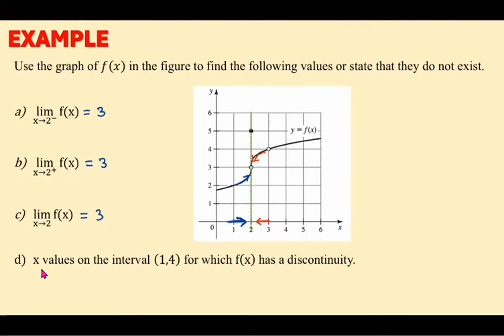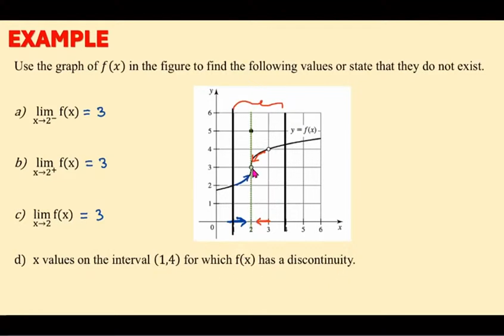Now let's go to D. We have to find the x value on the interval from 1 through 4. So in this one, we are looking for the interval from 1 up to 4, from x equal to 1 to x equal to 4. That is my interval of interest. So I'm just looking here. In this interval, we have to find the values of x for which the function has a discontinuity.